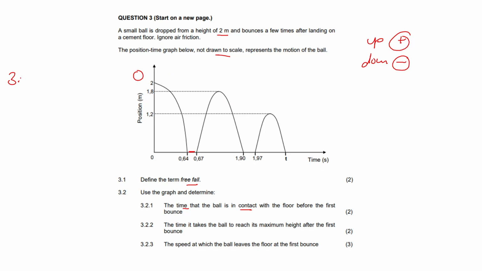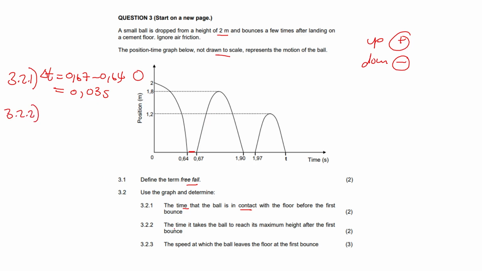So how can we calculate the time it's in contact with the floor? You take the time it starts bouncing again, minus the time the ball falls to the ground. So we can just take 0.67 minus 0.64, because that is the contact time with the cement floor. So it stays on the ground for 0.03 seconds before the first bounce. That's the first bounce there.